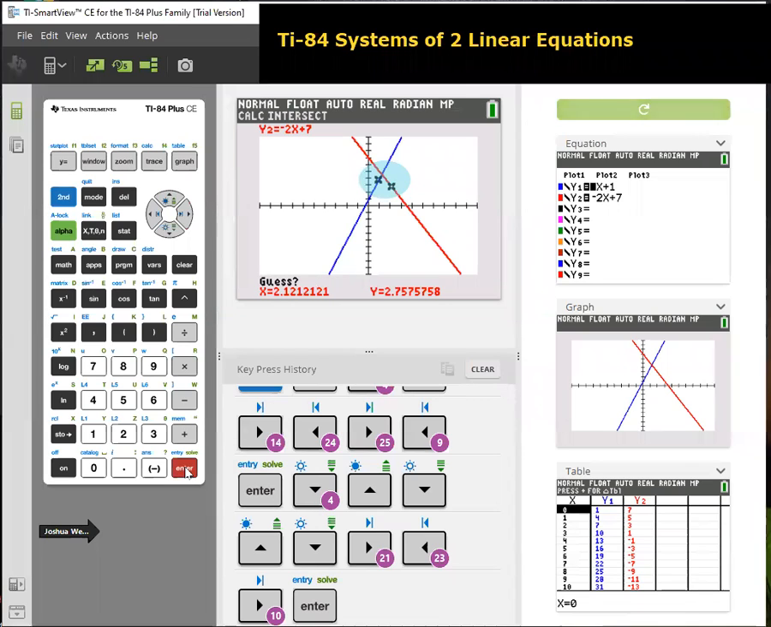So here we go. Hit enter and it'll lock the drone in place. It'll say guess, hit enter again. And it'll tell you that the intersection is precisely at x equals 1.2, y equals 4.6. That is the solution to the system.